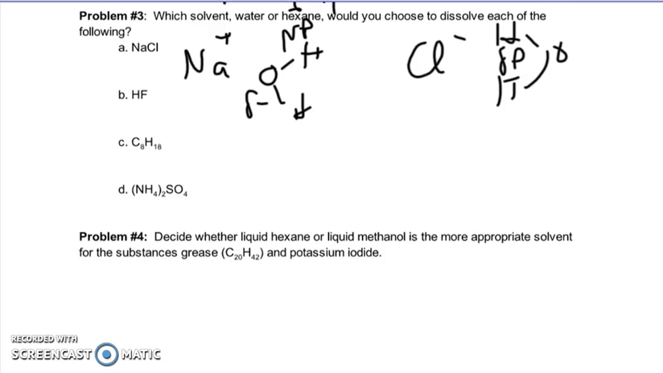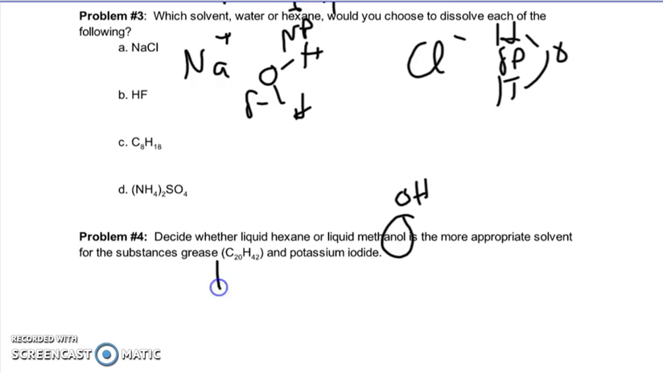And then finally, problem number 4, decide whether liquid hexane or liquid methanol. Methanol, the OL, has again that OH group. It's not a hydroxide if it's attached to carbon. It's an alcohol. Which is the more appropriate solvent for grease and potassium iodide? Go ahead and make your choices.